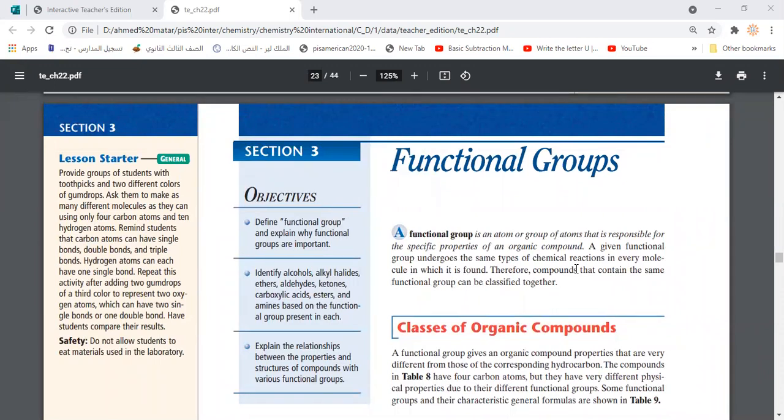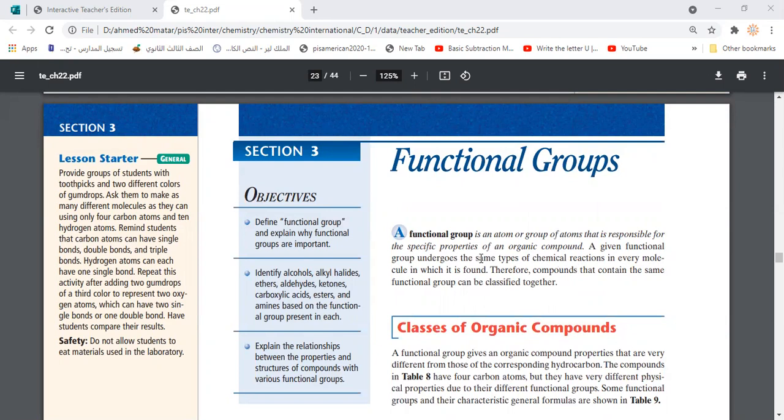So after we end the introduction of what organic compounds are, we know that organic compounds are compounds that mainly contain carbon atoms. Then in section 2, we started to study the hydrocarbons, the basic type of organic compounds, which are the saturated and the unsaturated hydrocarbons, alkanes, alkenes, and alkynes, and how to name them. So now we're going to pass to section 3, which is the functional groups.